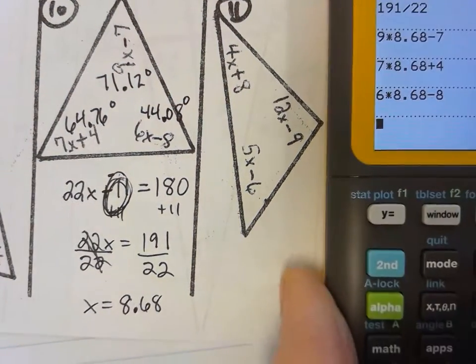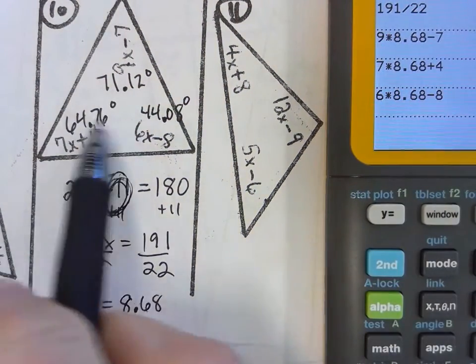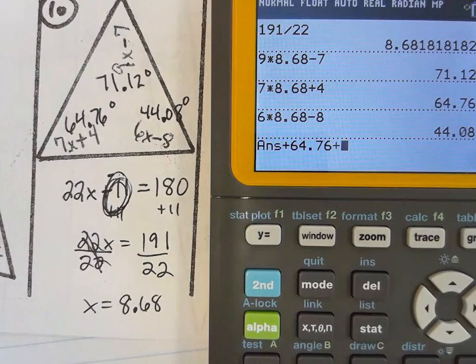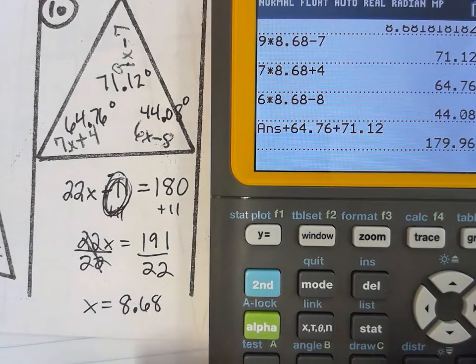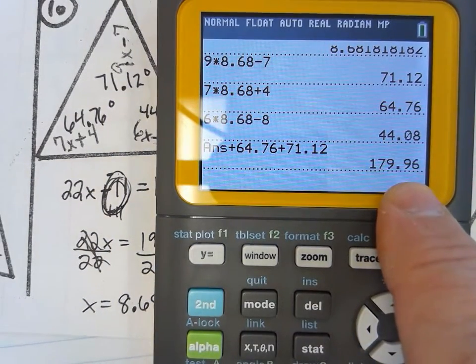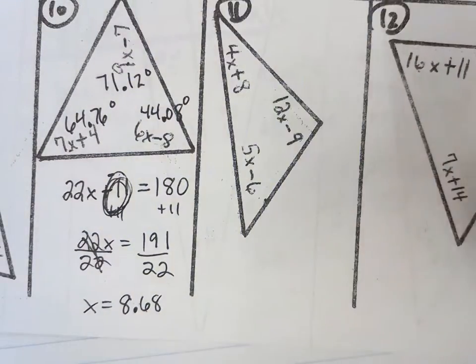Now again, if you really want to know if you've done that right, you can add those three numbers together, see if it equals 180. So I'm going to do that real fast. Plus 64.76 plus 71.12. And you got something really close to 180, right? That is really close. It's only off by 4 hundredths, 179.96.